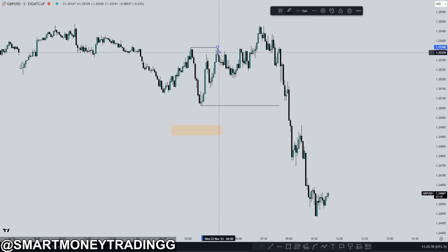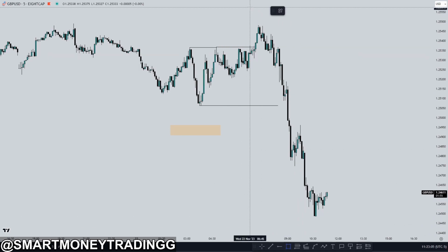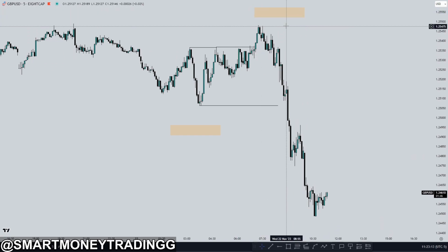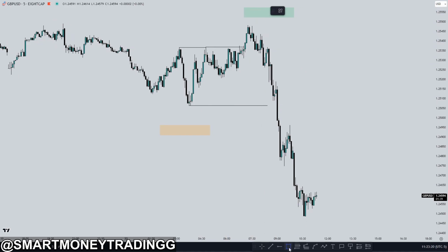And then eventually we came and revisited during another kill zone, and that would be around 7 right on the dot or before that, and then eventually 10. During 7 to 10, that is a New York kill zone. We're going to mark that out a little bit differently. I usually like using kill zones to determine whether or not the areas of liquidity are validated.